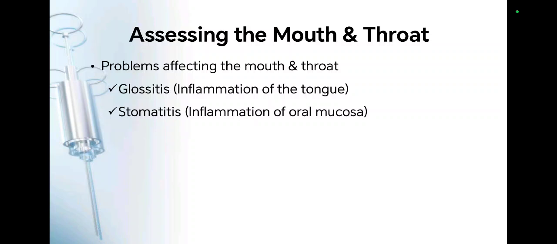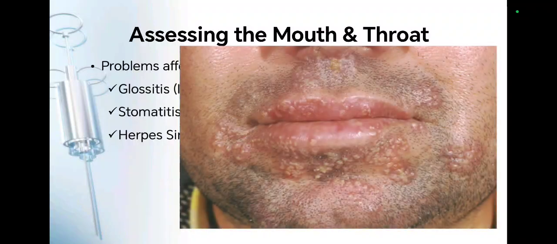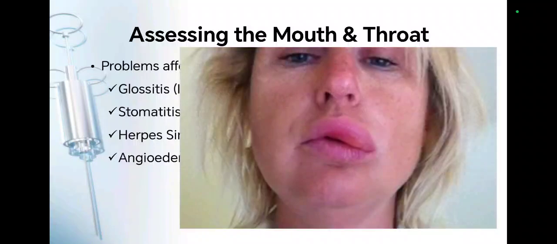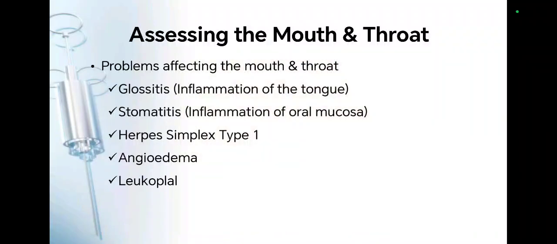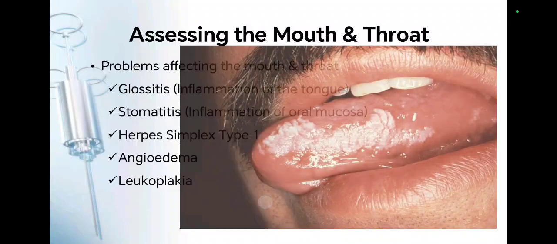So there's some redness over the oral mucosa. And then we have also herpes simplex type 1, just like this, okay. So it may be caused by oral sex or kissing with a patient infected with herpes simplex, okay. And then we have angioedema or the inflammation of the lips, okay. And we have leukoplakia or whitish spots in the tongue area.